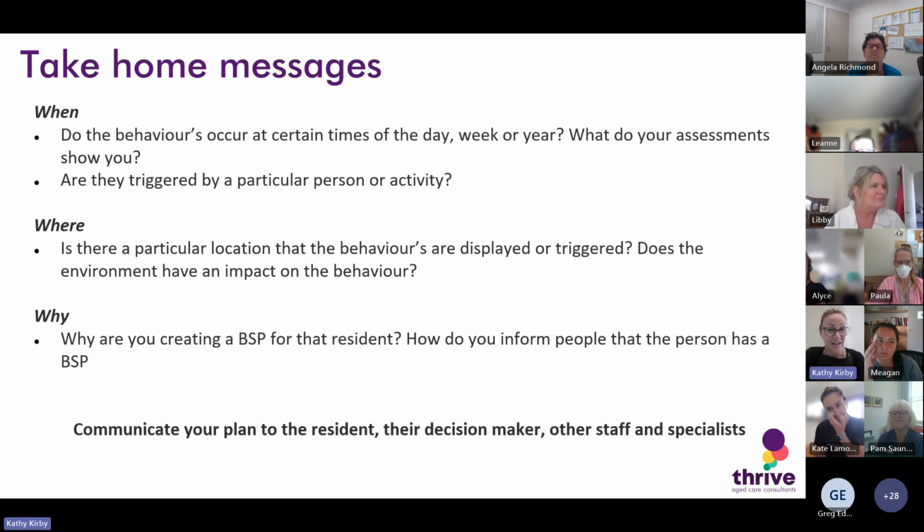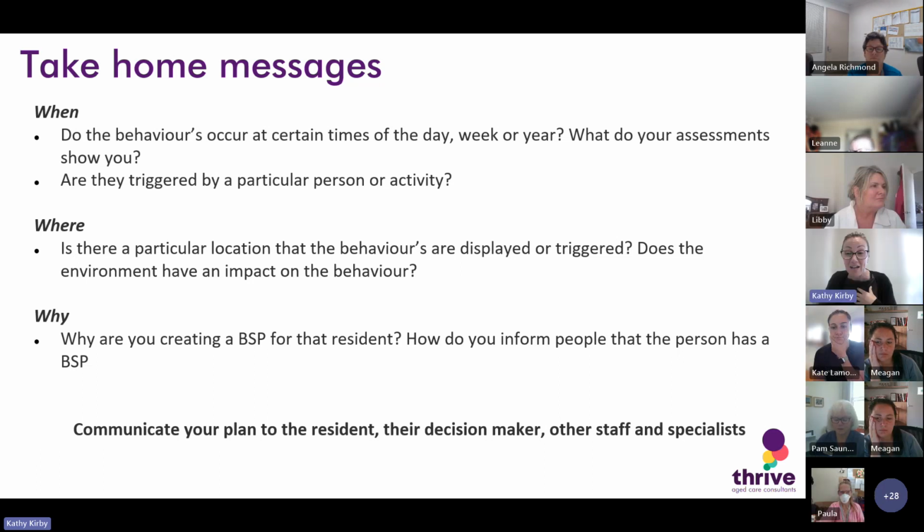Yes, is there a particular location, and communicating that plan to as many people as possible. Don't keep the information to yourself. Imagine that there's a stranger coming in, think COVID times. How are they going to use this information?